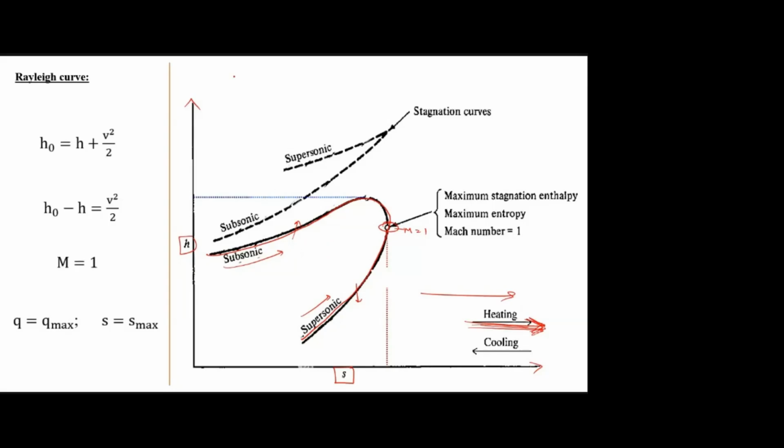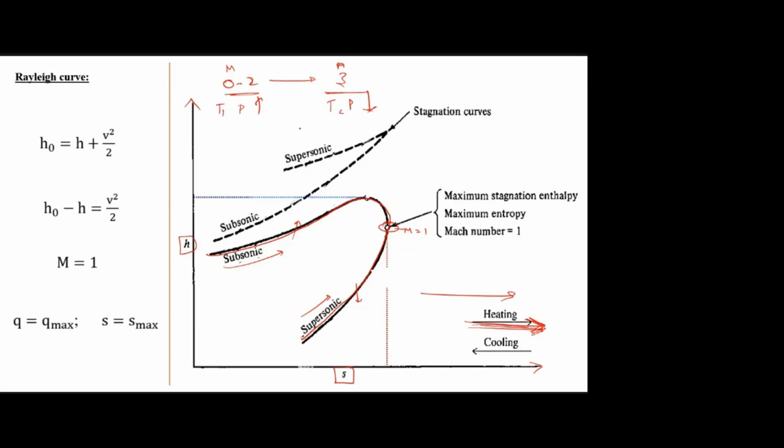Okay. So for example, assume there is a Mach number 0.2 which is accelerated to Mach number 3. So this is low Mach number, so definitely temperature, pressure, everything will be higher. But this is accelerated to Mach number 3, so temperature, pressure, everything will be lower compared to this subsonic.